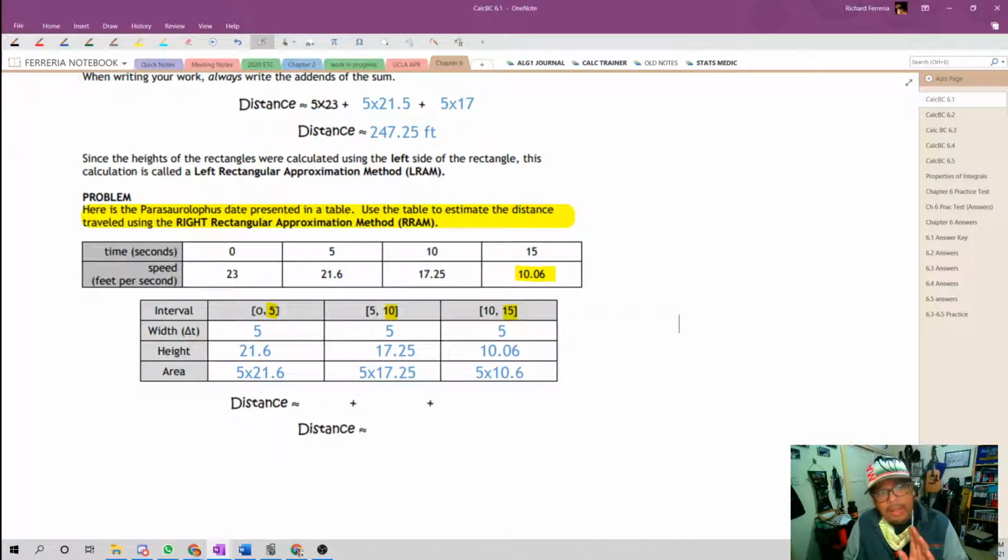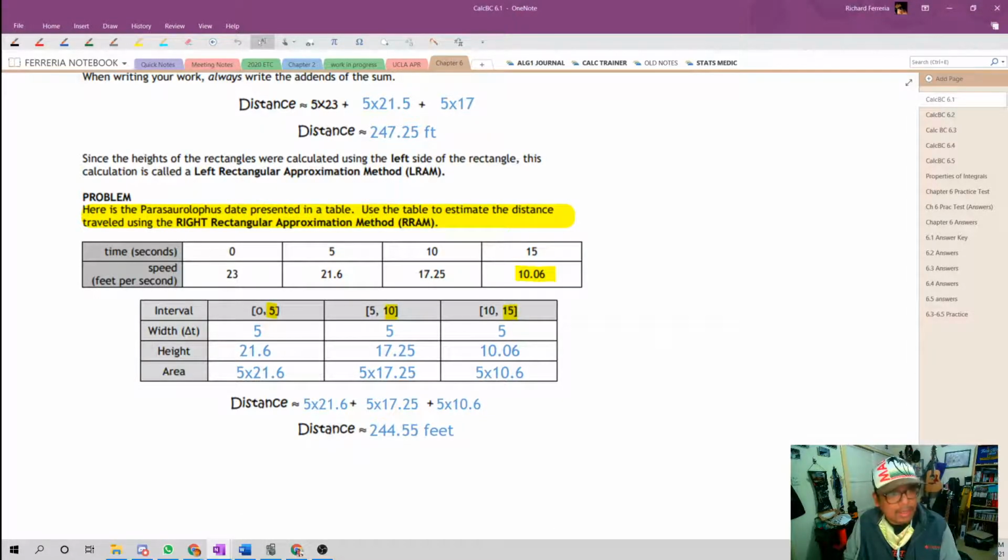Okay. The next part is the distance. So remember, we want to write the sum of all of those products. And then the last step is to grab your calculator and add all of that together. So our estimate for the distance that Parasaurolophus ran is 247.25. I mean 244.55. Bad math.